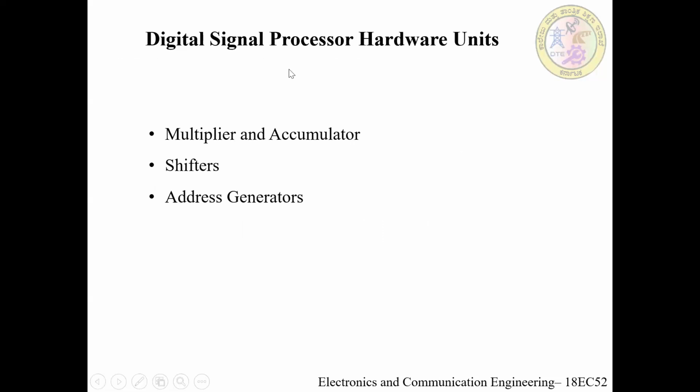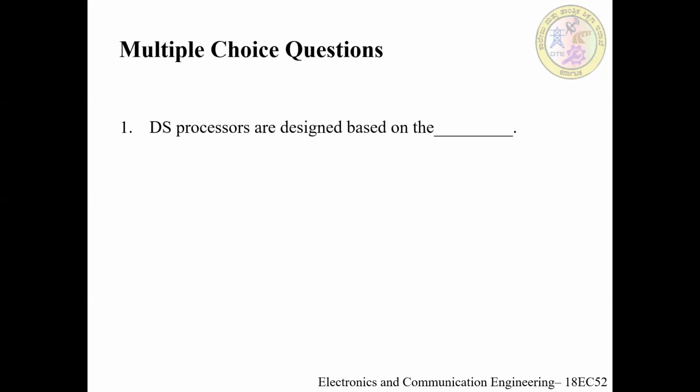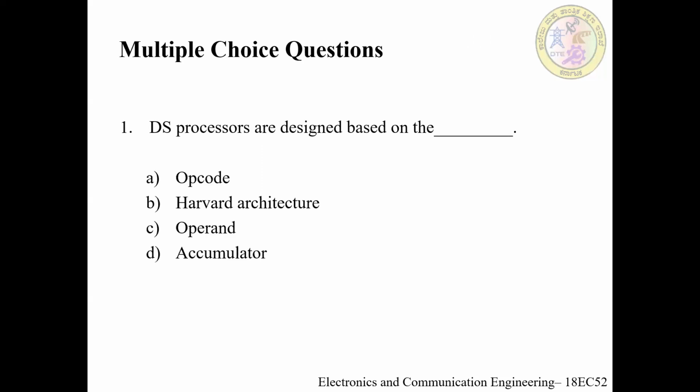So with this, let us conclude the first session of the fifth module. For checking the understandability of this particular session, let's have a few multiple choice questions from the topic we have discussed. So the first question here: the digital signal processors are designed based on, let's have the choices: opcode, Harvard architecture, operand, or accumulator.